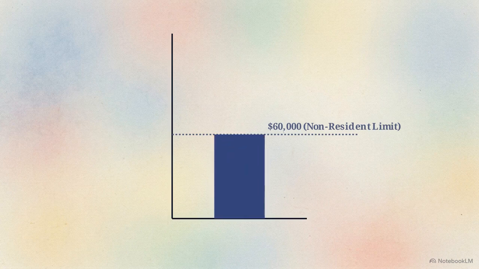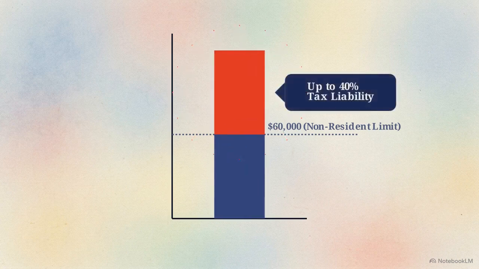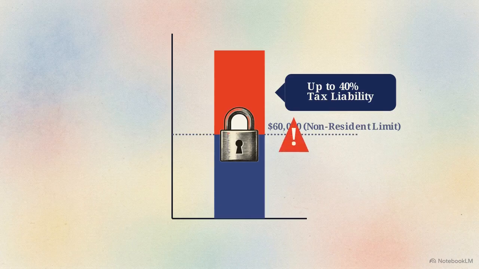If you pass away holding more than that threshold, the U.S. government can seize up to 40% of the excess value. Your family's brokerage account is frozen, and they cannot sell the stock to pay the tax. They have to produce cash to unlock the estate. You have to structure your assets to prevent this.